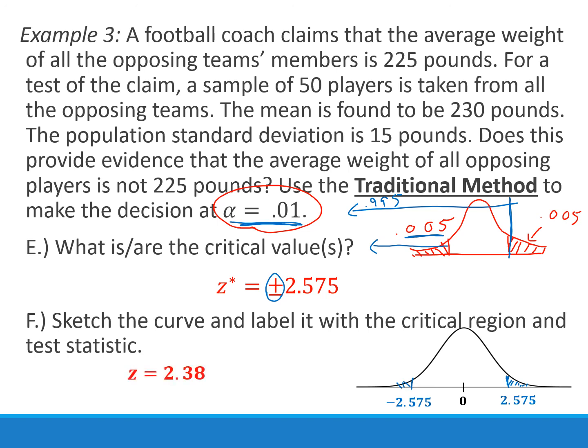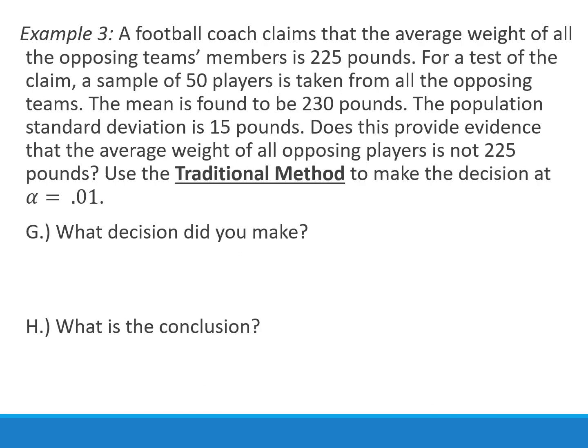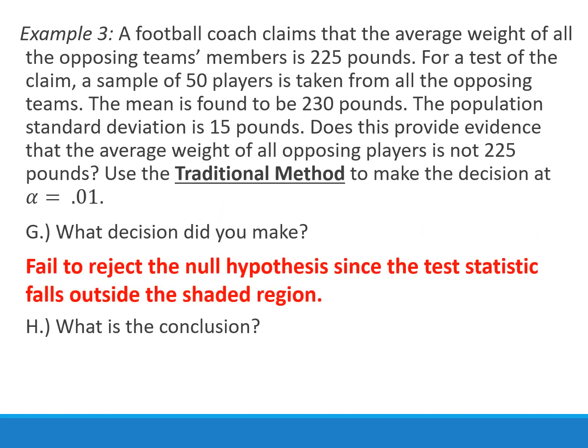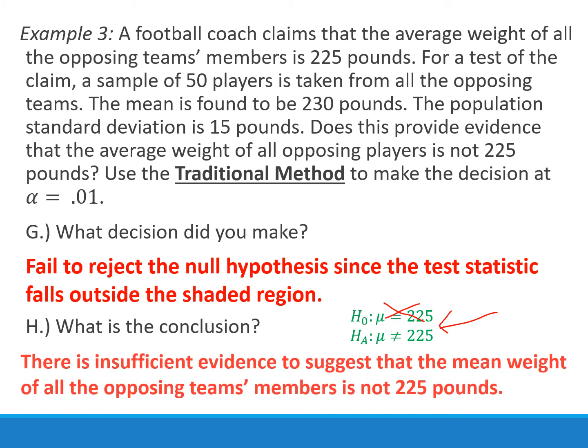We found the test statistic already, and we got 2.38. If we were to put this on our curve, it's not quite in that shaded region. It's in between 0 and that shaded region. And because of that, we can fail to reject the null hypothesis since the test statistic falls outside the shaded region. We're unable to reject this null hypothesis, which means we don't have enough evidence to say that that alternative is true. There's insufficient evidence to suggest that the mean weight of all the opposing team's members is not 225 pounds.